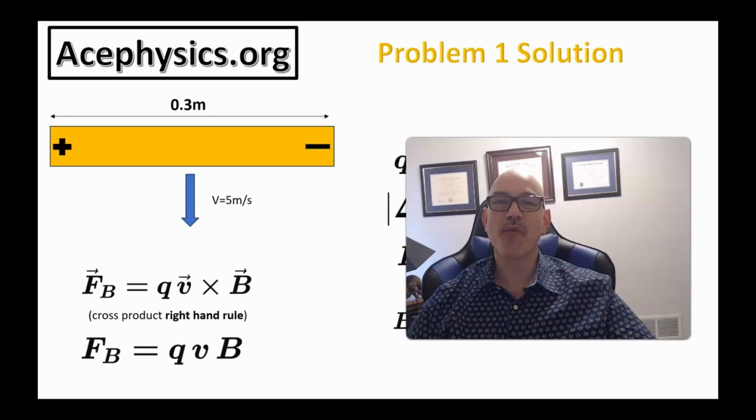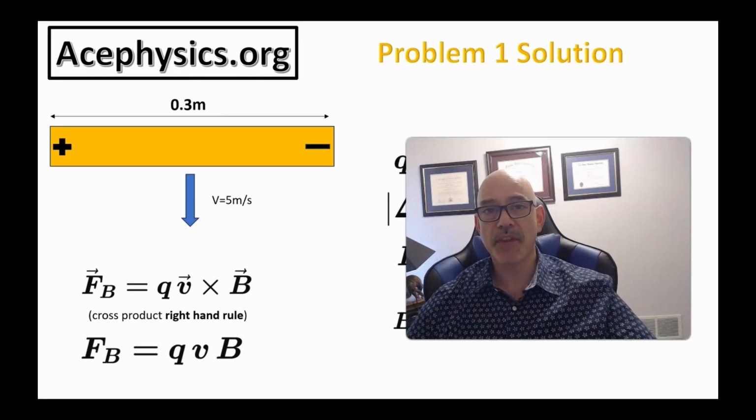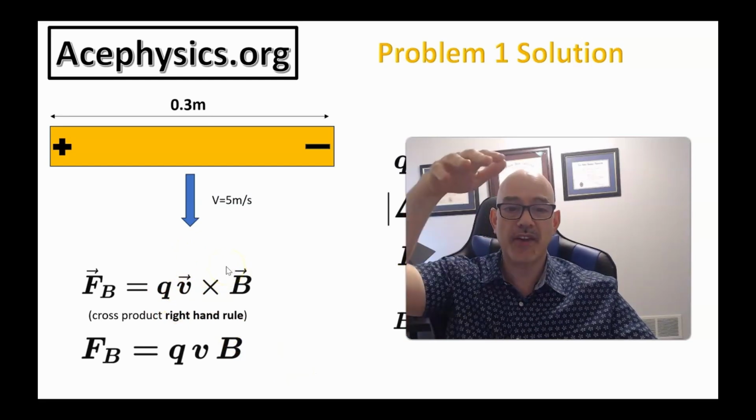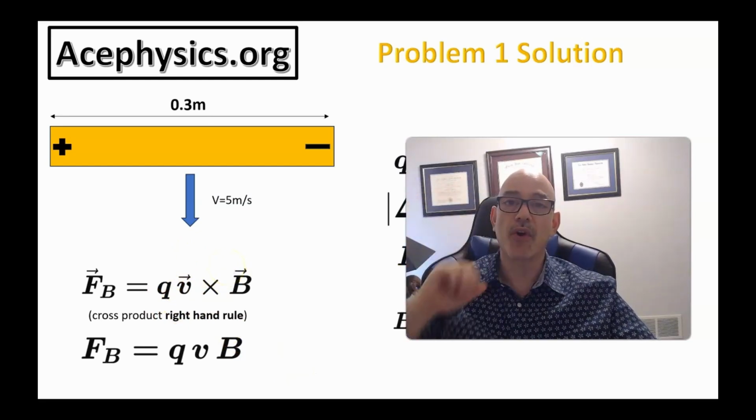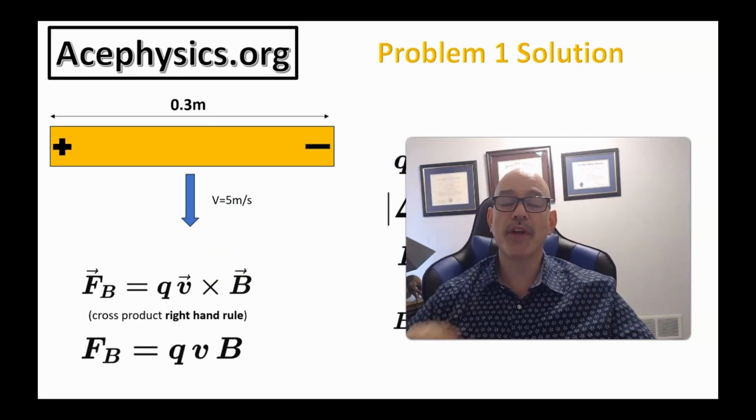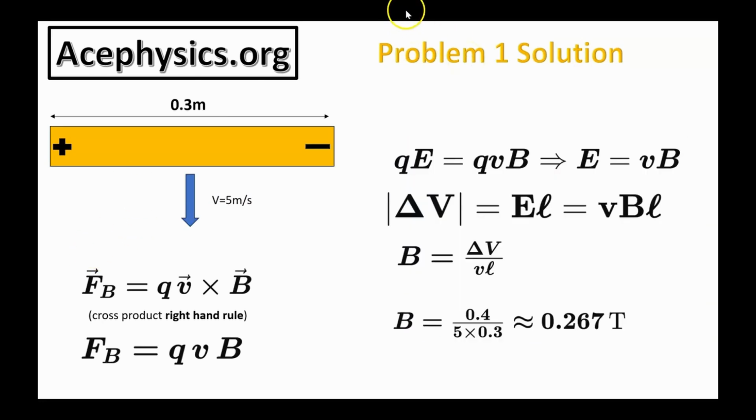To do the right-hand rule cross product, you take your right hand, you take these 4 fingers on your right hand, and you put them in the direction of the first vector in the cross product. In this case, the first vector in the cross product is V, so you take your fingers and you point them downward, and you have to curl your fingers in such a way that your thumb will point in the direction of the force on the positive charges. In this problem, the force on the positive charges has to point to the left.